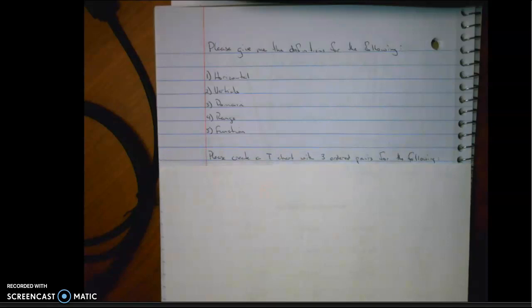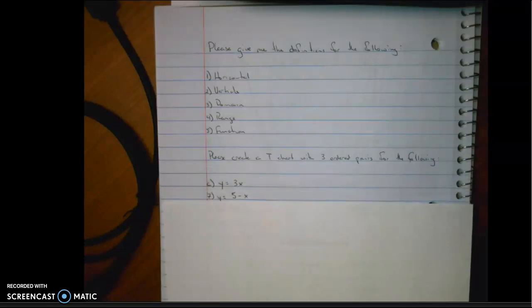After that, I need you to do a T-chart for the following problems. You need 3 ordered pairs, so you get to pick your x's. You get to pick your domain to make 3 ordered pairs, and they are number 6, y equals 3x.